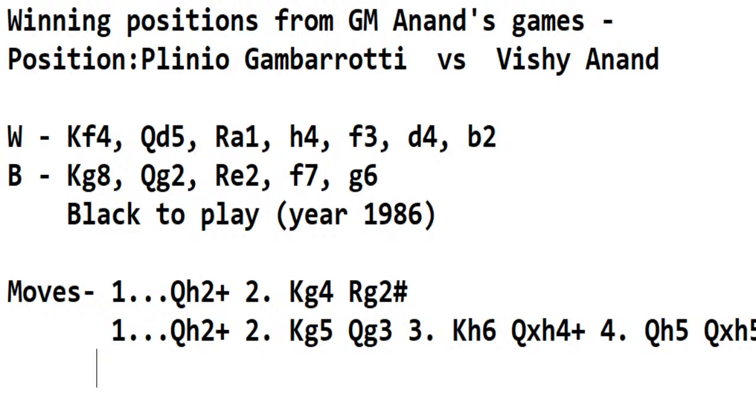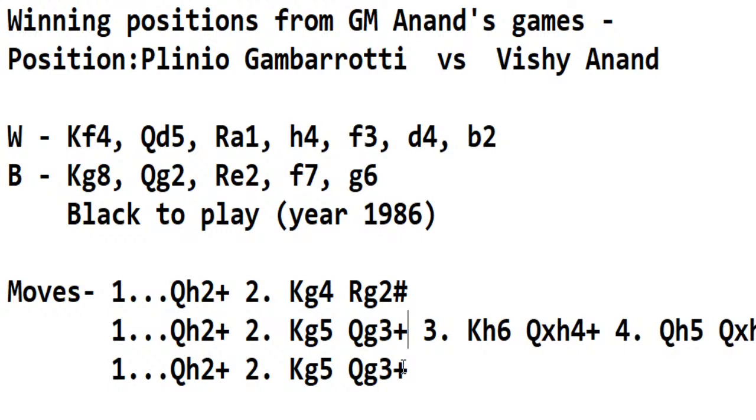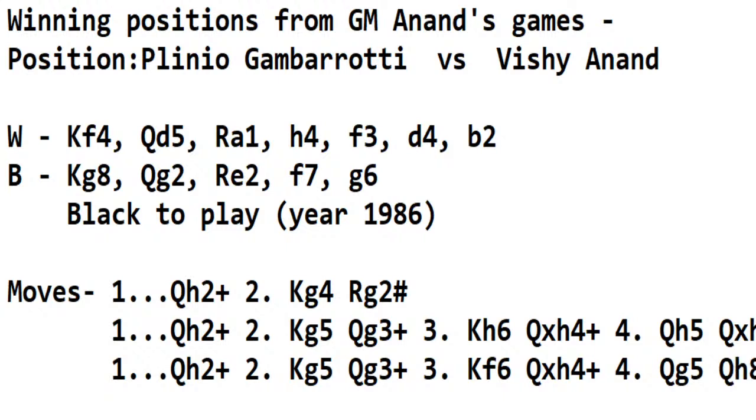And in the next, the final line, queen h2 check, king g5, queen g3 check. Let me add that check here. Then what happens if king f6? If king f6, then queen takes, still the next move remains the same, queen h4 check, and queen has to block it. Is there any other way? No, queen has to block it, right? Yeah, queen to g5. And after you block it, there is queen h8 mate that I like better, or there is rook e6 mate, as Jay pointed out.